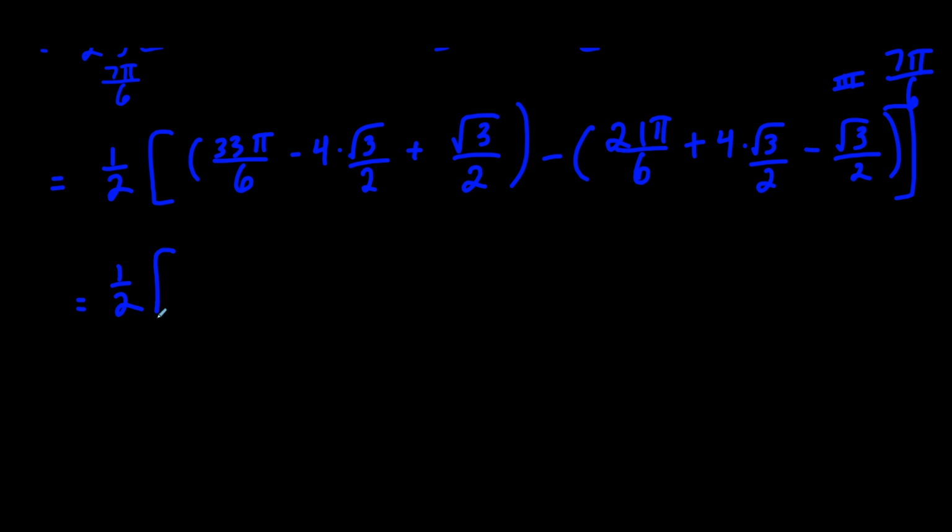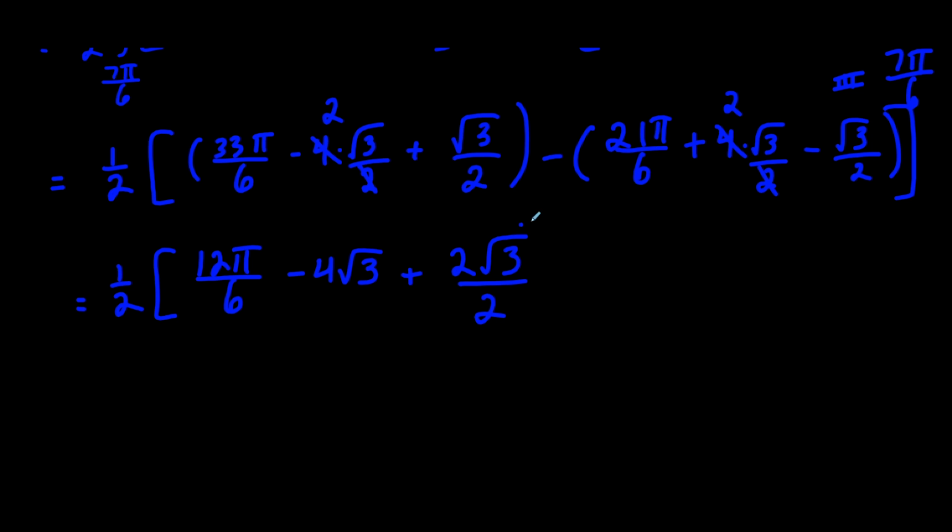So now we got 1/2 times, and if we work them out term by term, 33 pi over 6 minus 21 pi over 6 is 12 pi over 6. 4 over 2 is 2, and 4 over 2 is still equal to 2. So we've got negative 2 radical 3 minus 2 radical 3, which is negative 4 radical 3. And then here we have square root of 3 over 2 minus negative square root of 3 over 2, which is a positive 2 square root of 3 over 2.